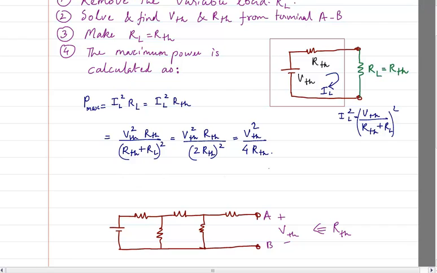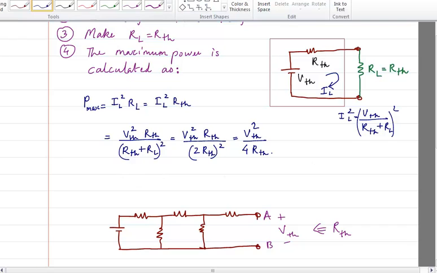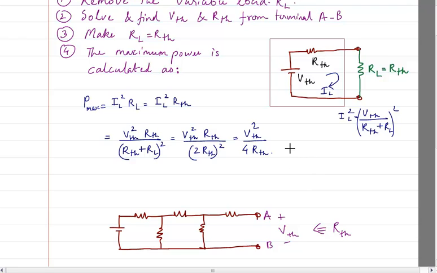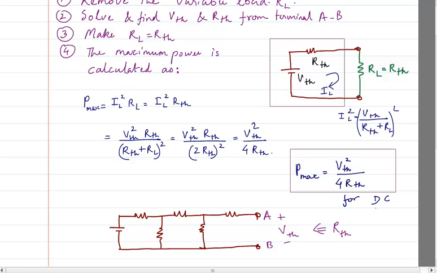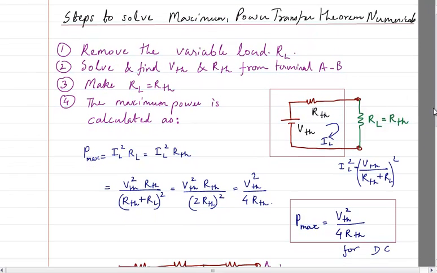Therefore, I can very clearly say, and I am going to put it in a box, that the formula is P max in such a case is VTH square divided by 4 times RTH. Remember, this is for DC, because for AC the equation will change. That again we will have to derive. So these are the steps that we have to do for solving the maximum power transfer theorem. Okay, thank you.